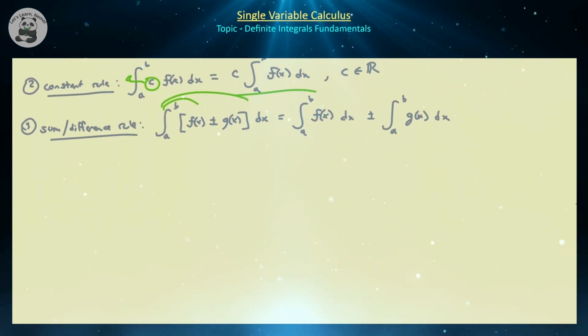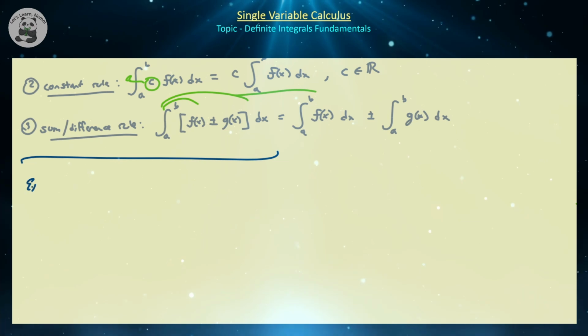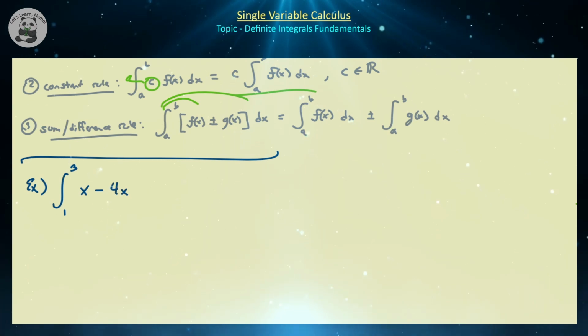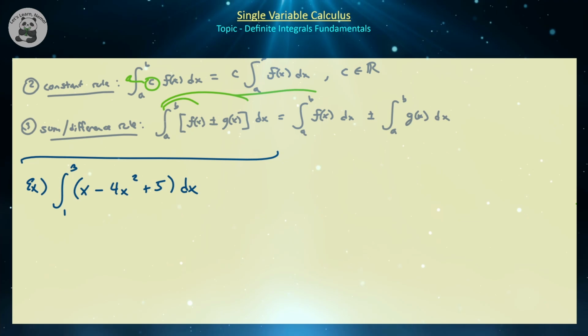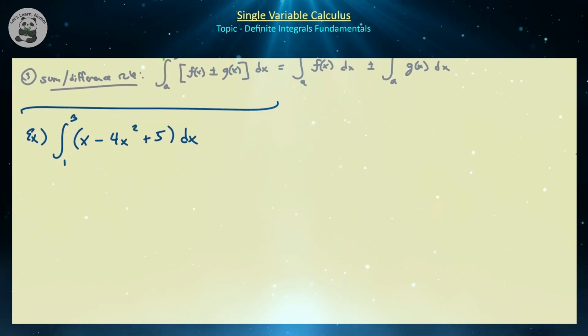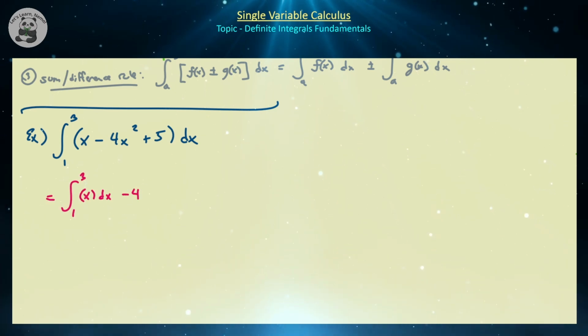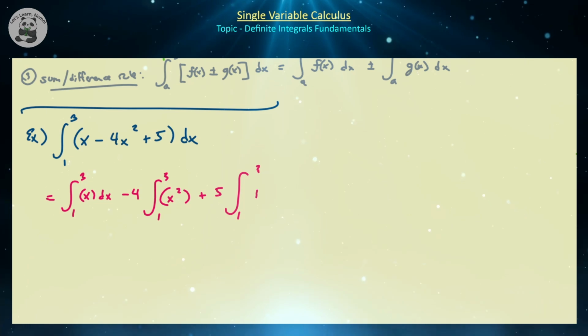So let's just do a quick review example, just in case you have forgotten how these things work together. Suppose we have the integral from 1 to 3 of x minus 4x squared plus 5. And don't forget your dx. So what I'm going to do is distribute my integral over sums and differences of functions and factor out my scalars. Once I do that, I'm going to have the integral from 1 to 3 of x dx minus 4 times the integral from 1 to 3 of x squared, and then plus 5 times the integral from 1 to 3 of 1.